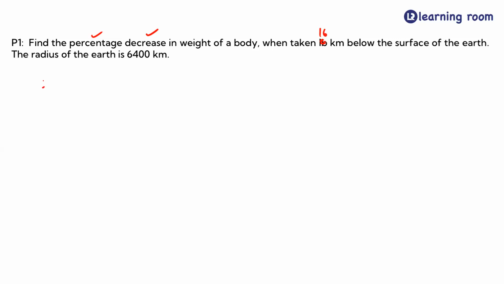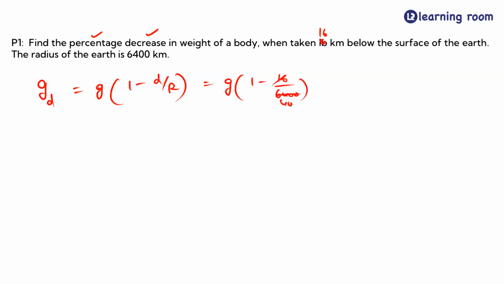So what should I do? g at a depth d is equal to g into 1 minus d divided by R. Right. So this is equal to g into 1 minus, what is the value of d? It is 16 divided by R, which is 6,400. This goes 400 times. So you will get 399 divided by 400 times g. Am I right?